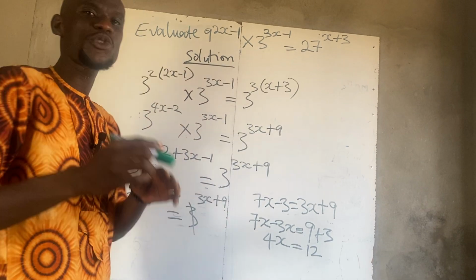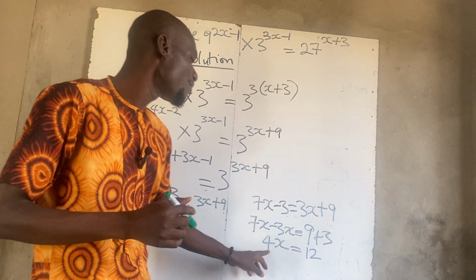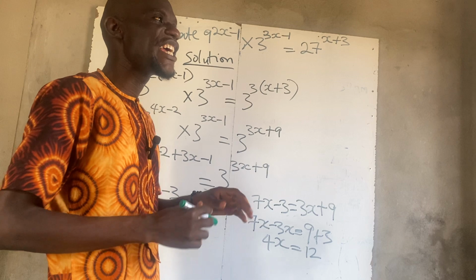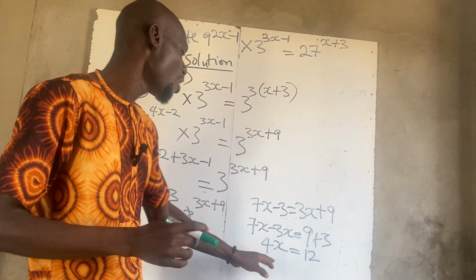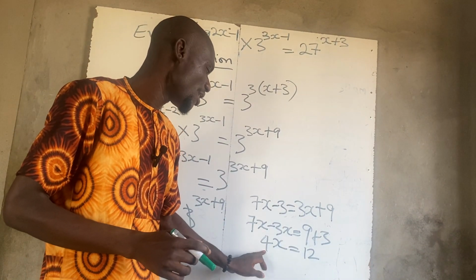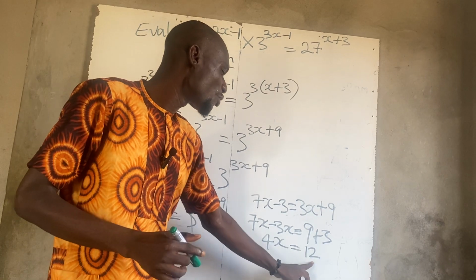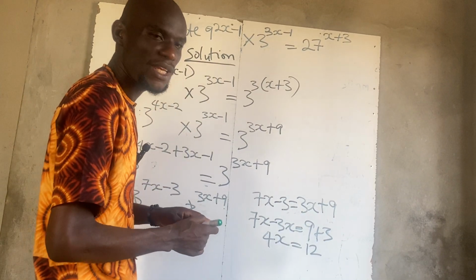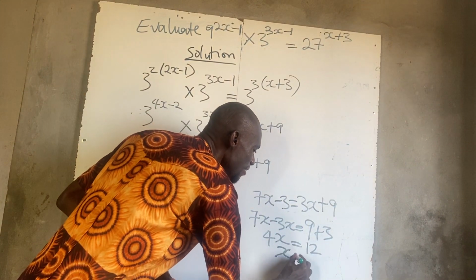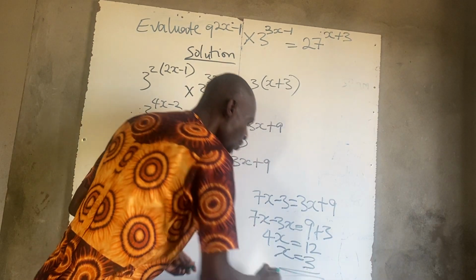So at this point, for us to get our x, we are going to divide both sides by 4. If we divide both sides by 4, 4 will cancel 4 here, x will stand alone. 12 divided by 4 will give us 3. Therefore, our final answer is equal to 3. x is equal to 3.